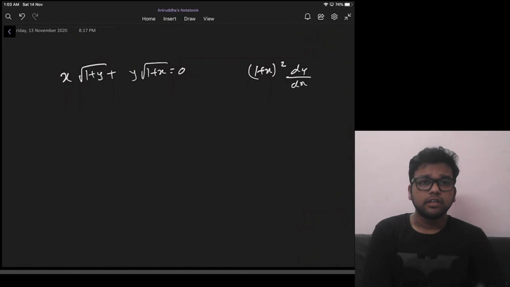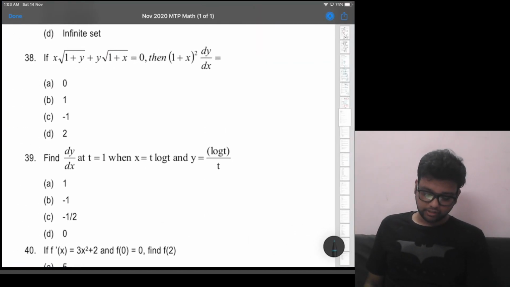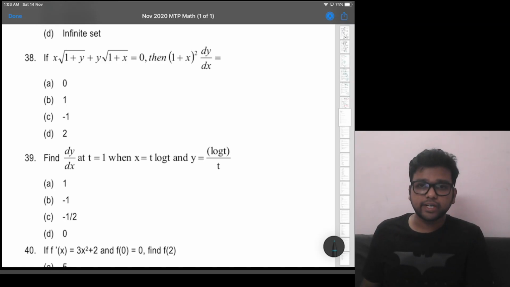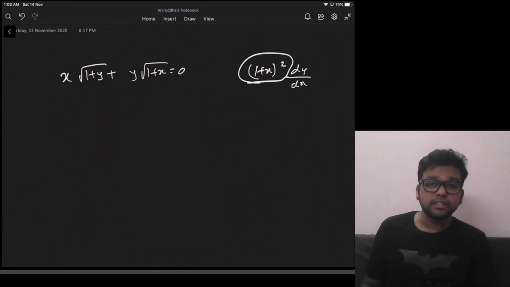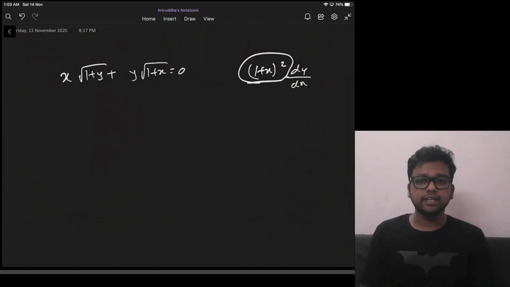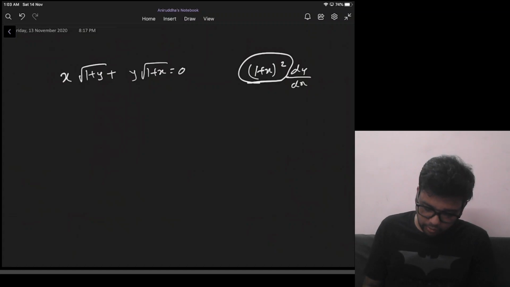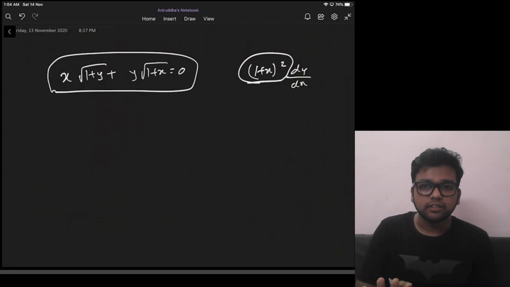Now understand, if you try to take the derivative right now, it is okay. You can take the derivative, but see, the options are simple: 0, 1, minus 1, 2. That means everything is going to get cancelled. Now the problem is, here we have only 1 plus x square. So in the answer, if y remains, how will we cancel it, right? If y is there in the answer, we will not be able to cancel it. So let's try to rearrange it first in such a way that there is no y in the answer.